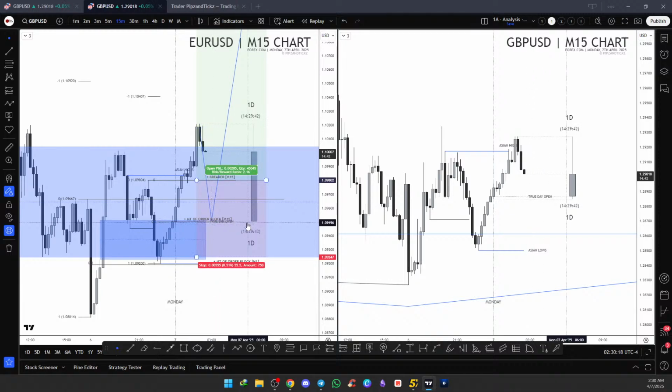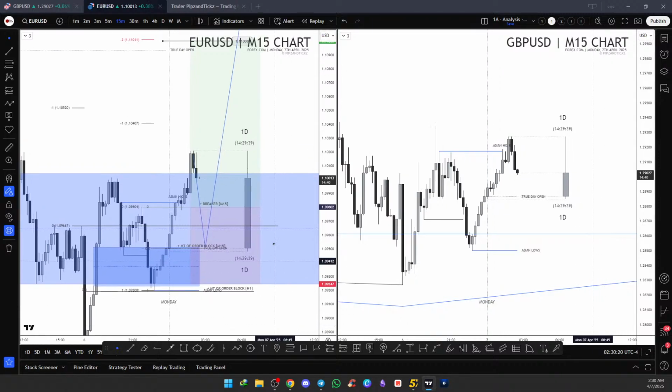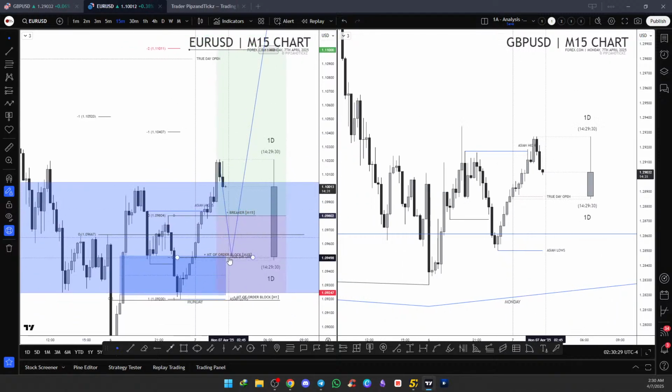That can happen as well. So right now I'm only expecting to take a position on EU, not on GU, because GU does not look favorable. Only EU looks favorable for longs, and as long as it closes above the today open, I'll be looking for longs. If it closes below the today open, I will not be looking for longs.